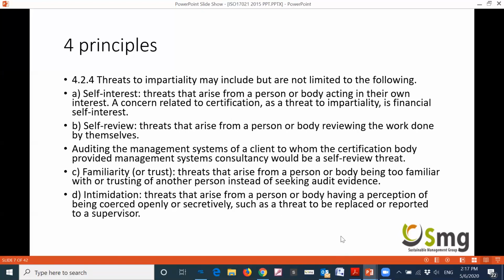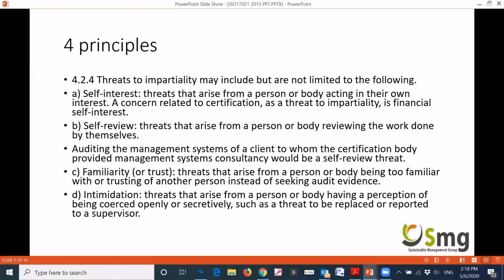Threats to impartiality may include but are not limited to the following: self-interest, threats that arise from a person or body acting in their own interest. A concern related to certification as a threat to impartiality is financial self-interest. For example, an auditor who is willing to take a bribe. Okay, I hope nobody will do that from our team, and I'm sure no one will do that. But someone who's interested in getting some money, or probably auditing the organization and getting from them other business outside the auditing activities, and this will generate money for this auditor. In this case, probably the impartiality will be jeopardized by this auditor.